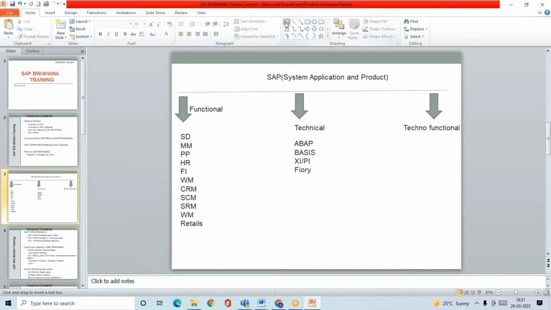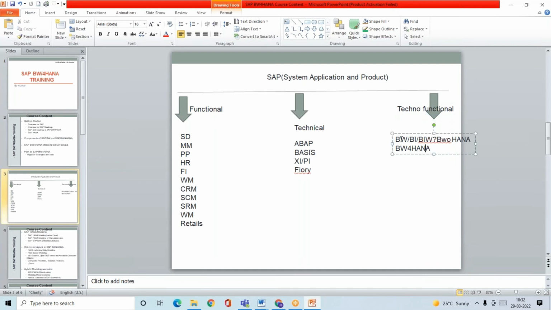And then here we come, technical, BW, BI or BIW, or BW on HANA or BW for HANA. Everything is one and the same, guys. Only the version is different, that's it. Otherwise every component is one and the same, okay, fine. So why is SAP BW BI known as techno-functional?